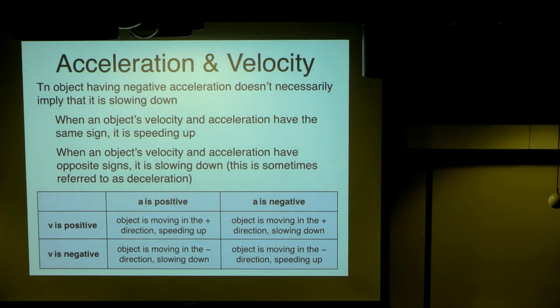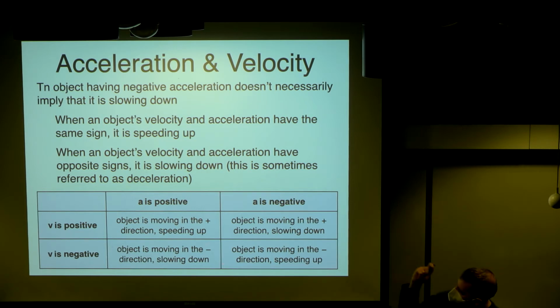So how can we organize our thoughts about all this? An object does not necessarily have to be slowing down because it has a negative acceleration. Here's how we want to think about this. When velocity and acceleration have the same sign, both positive or both negative, then you're speeding up. If they have opposite signs, your acceleration is going against your velocity. That's what it means to be slowing down. Sometimes we call this deceleration.